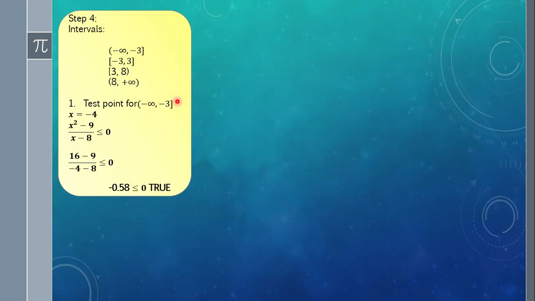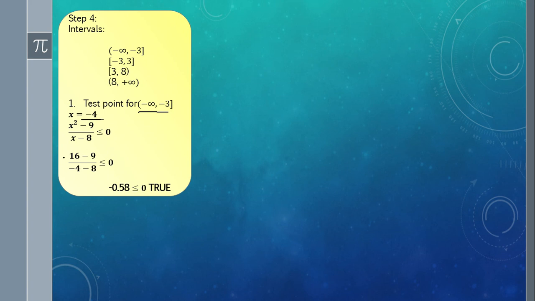Now, our next step is the test points, starting with the first interval. We are still on our first interval, which is negative infinity to negative 3, bracket. I chose negative 4 because it belongs to the interval, and it's easier because the number is not so big. So that's going to be x squared minus 9 as we substitute the negative 4 squared.